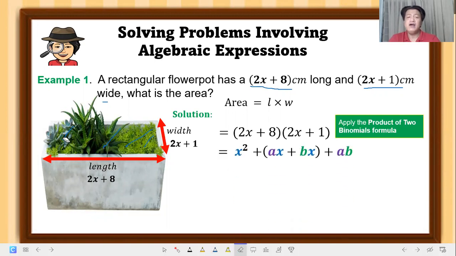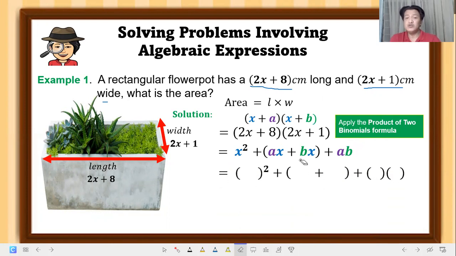Kung nare-recall natin, no, we have this x squared plus the quantity ax plus bx plus ab. Okay, saan galing itong formula? Okay, remember, we have this product of two binomials, and that is x plus a times x plus b. Okay, so pwede siyang i-FOIL method yan, no? But we have to use the formula for the special product, kaya mas madali. So ibig sabihin yan, eto po yung ating square natin yung first term, and then get the sum of the product of inner and outer. Ito yung ax plus bx, and then get the product of the last term. Yun yung a times b. Okay, all we have to do is substitute lang natin sa formula.